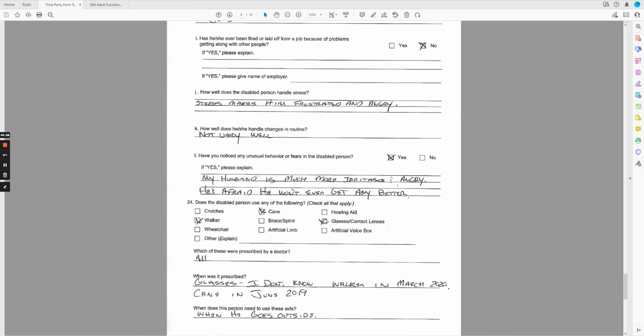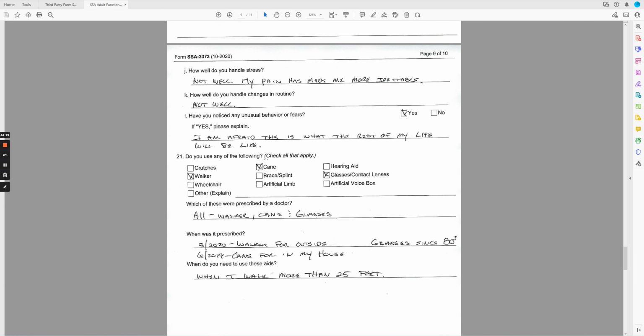Not very well. Have you noticed any unusual behaviors or fears in the disabled person? Yes. My husband is much more irritable and angry. He's afraid he won't even get any better. And here I wrote, I'm afraid this is what the rest of my life will be like. So consistent, not the exact same words.